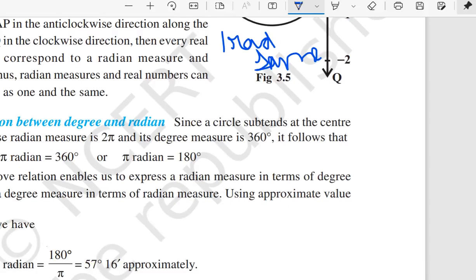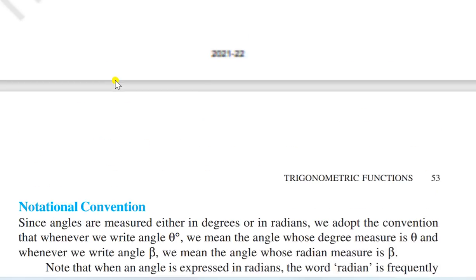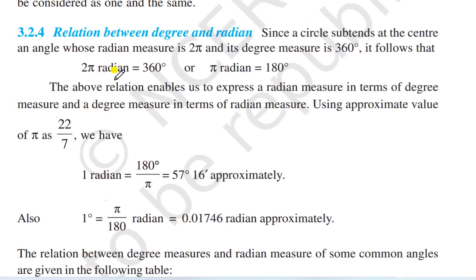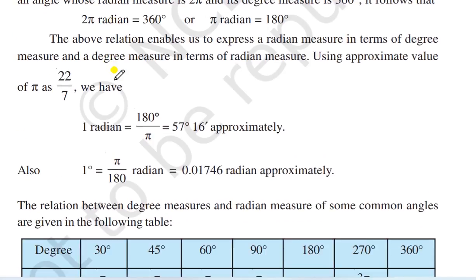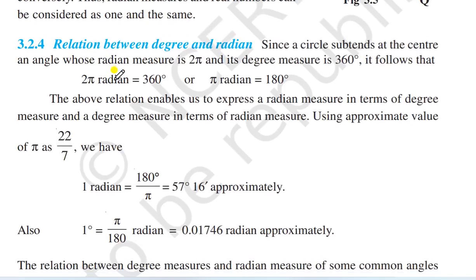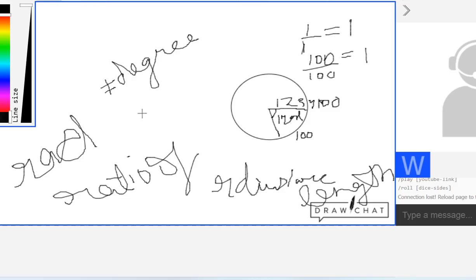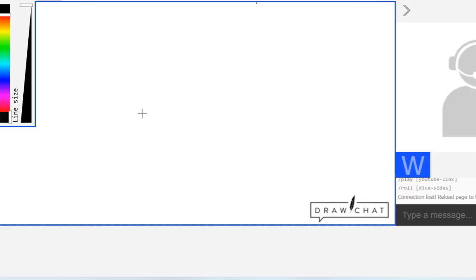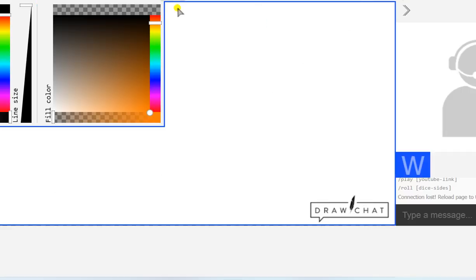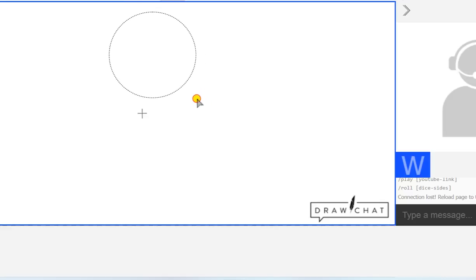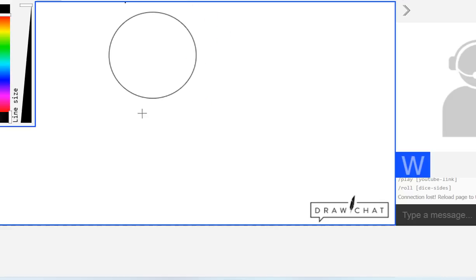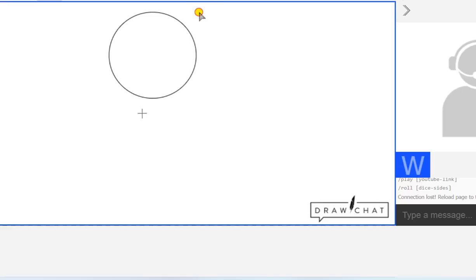And what is the relationship between degree and radian? So this is the last thing of our understanding. After this we will go on to solving exercises from RD Sharma. So yes, what is the relationship between degree and radian? As you know, one circle is 2 pi radians, right? 2 pi.